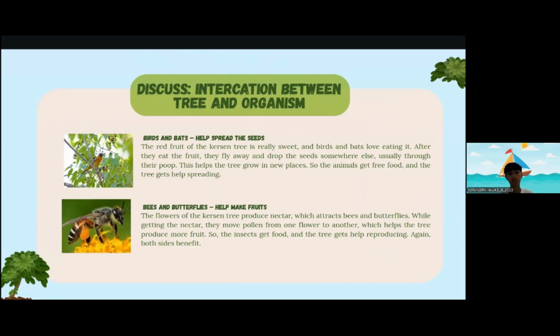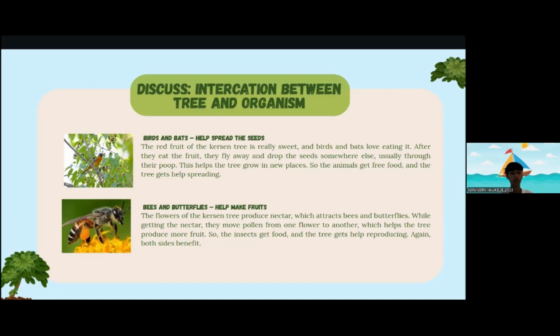So next we discuss the interaction between tree and organism. The first one we have is birds and bats. They help spread the seeds. The fruit of the crescent tree is interesting. It is really sweet, and birds and bats love eating it. After they eat the fruit, they fly away and drop the seeds somewhere else, usually through their poop. This helps the tree grow in new places, so the animals get free fruit and the tree gets help spreading. So this is a win-win solution.